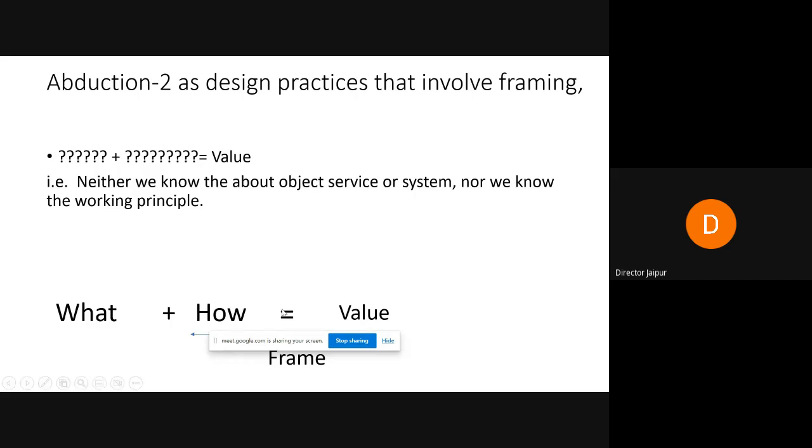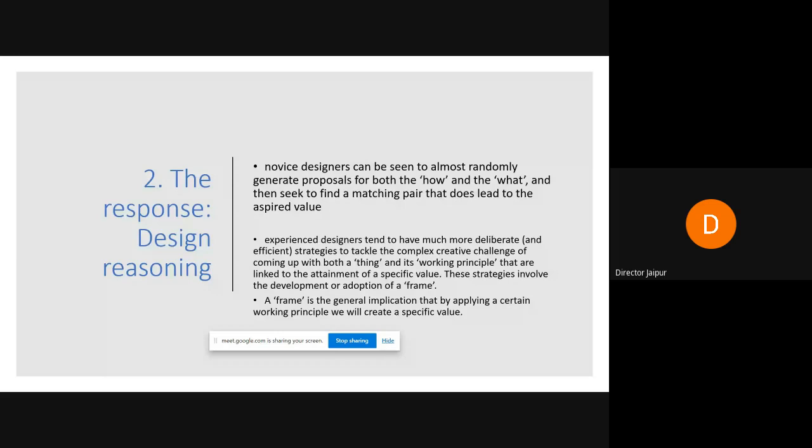Now the second point is the response. This is simple, as it is said here. The designers can work almost randomly in both how and what, and experienced designers are needed to find this response. And we developed a frame. What is a frame? A frame is a general implication that by applying a certain working principle, we will create a specific value. That's what I have told.